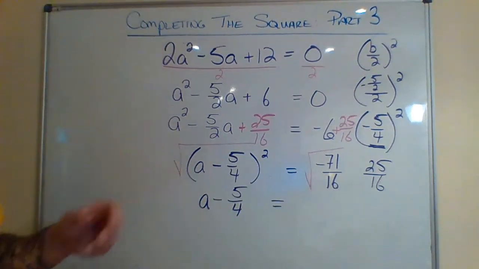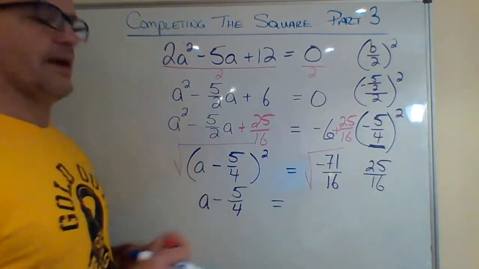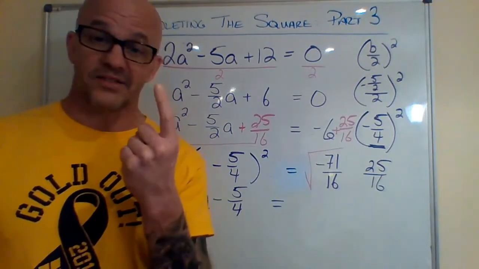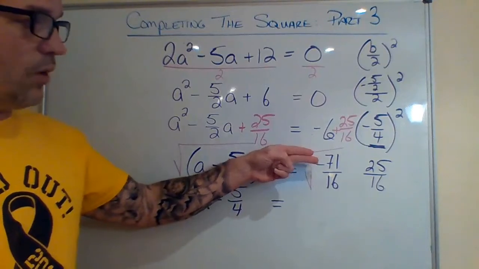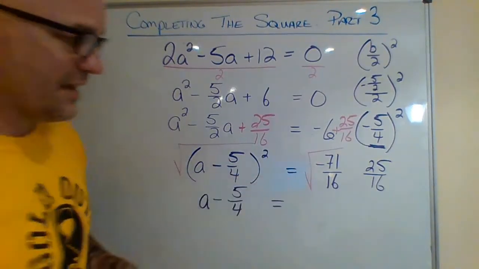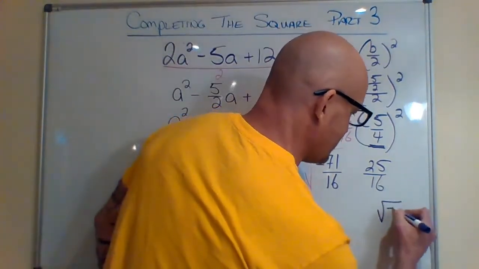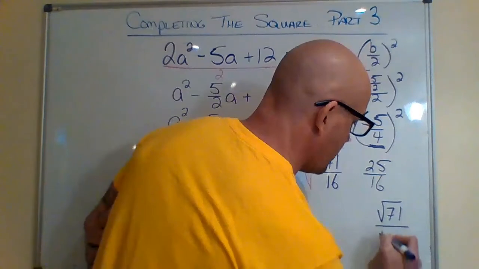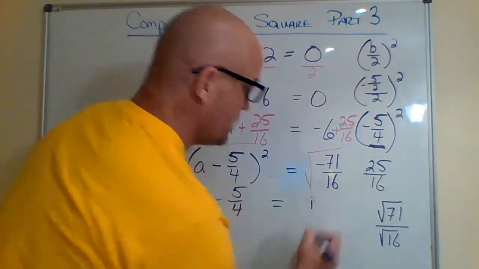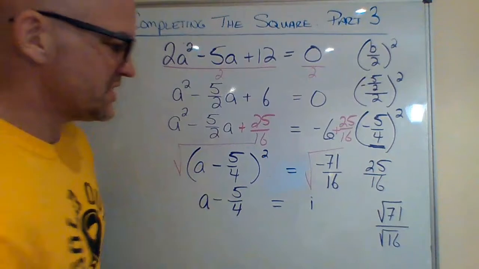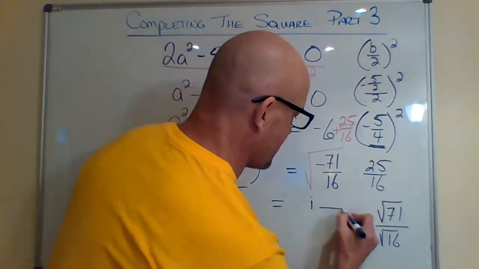So here's the first thing. I'm going to take a look at that and realize a couple things. One, an i is going to come out. Two, if I break this down into the square root of 71 over the square root of 16, I can make it a little bit more manageable. First off, I know the i is coming out. Second of all, I know the square root of 16 is 4, so that's pretty easy.